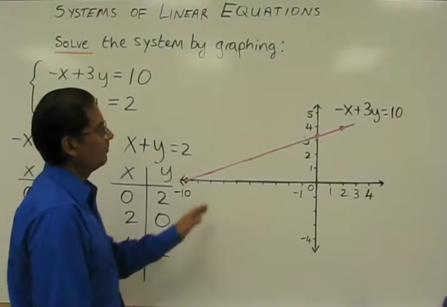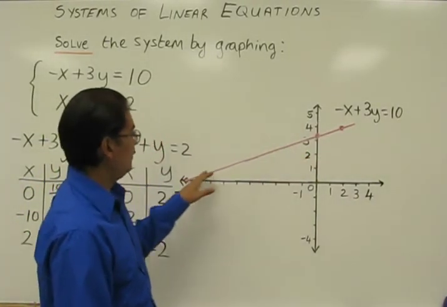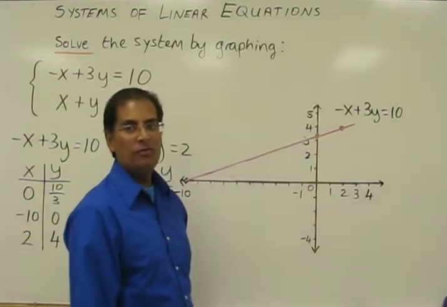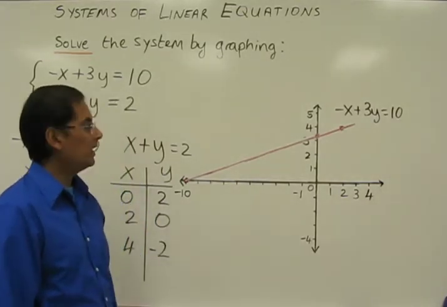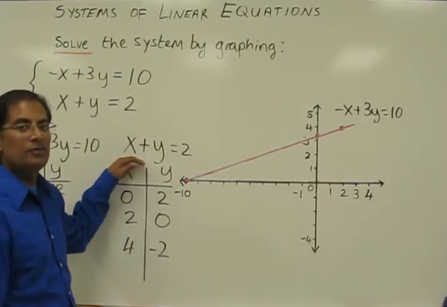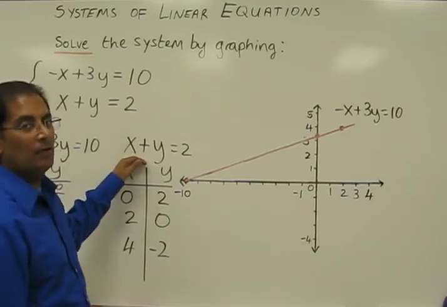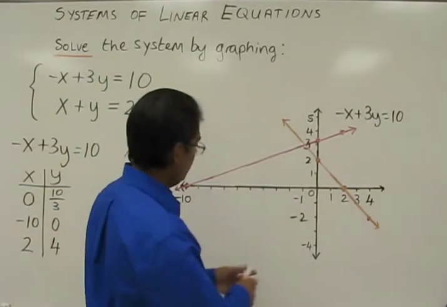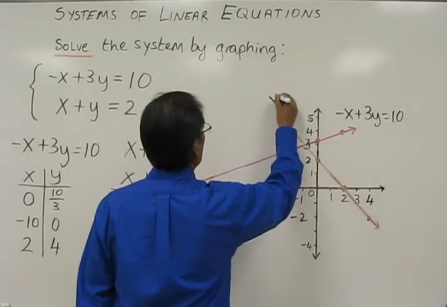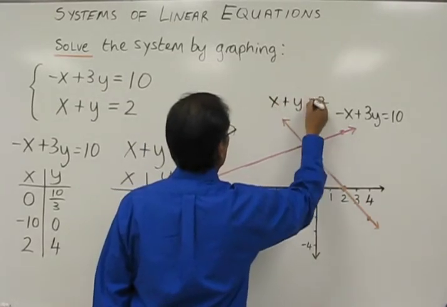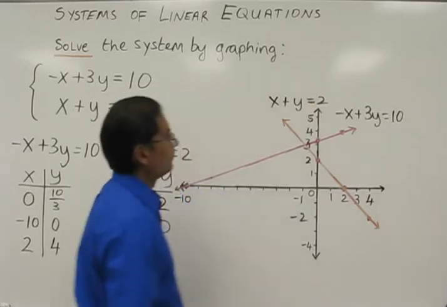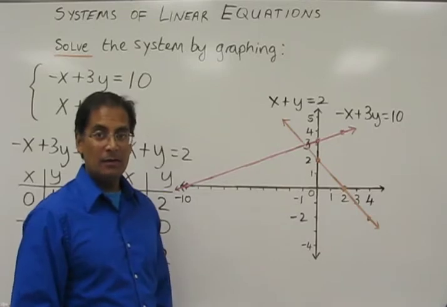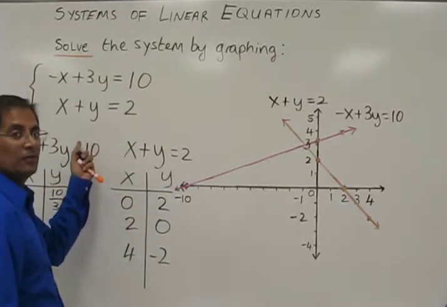Here's a graph of negative x plus 3y equals 10. We have the 3 points here: negative 10, 0; 0, 10 thirds; and 2, 4. So that's the first line we're looking at. The second line is x plus y equals 2, and we're going to plot that on. It's going to look like this. The second line is now here. And so we have both lines here, the red line and the orange line, and where they intersect is the solution to this system of equations.